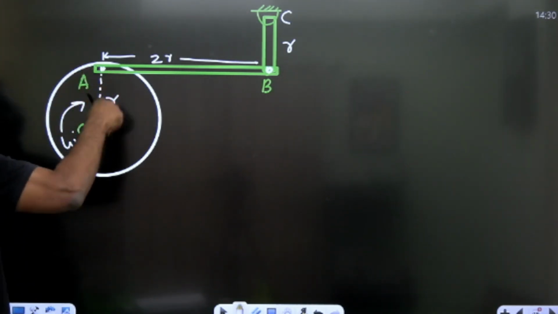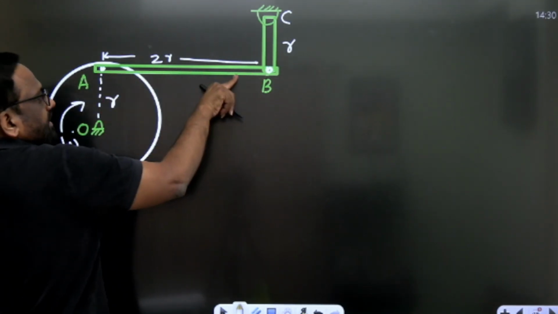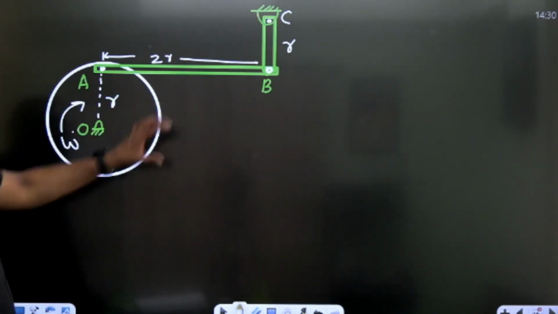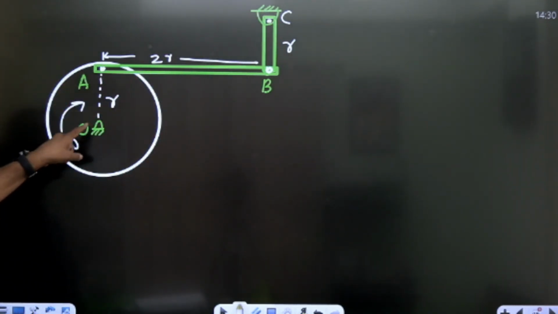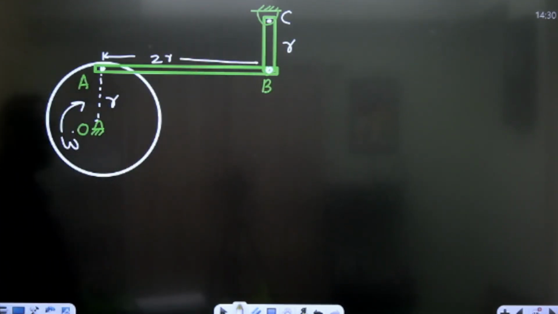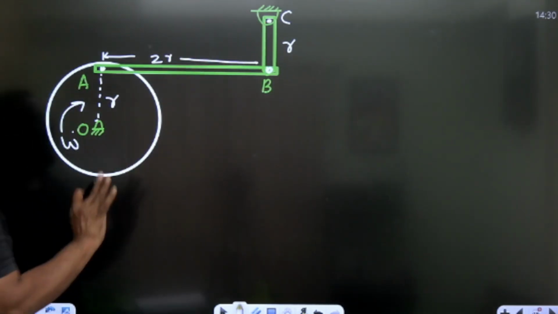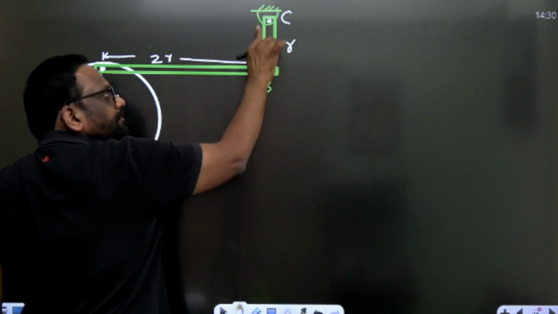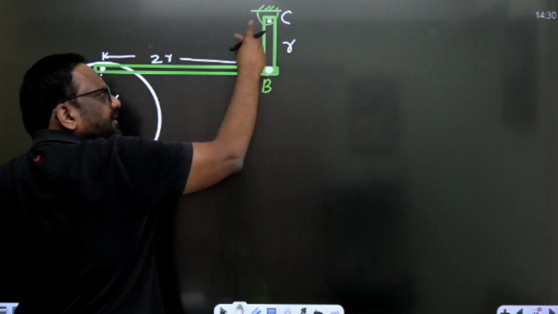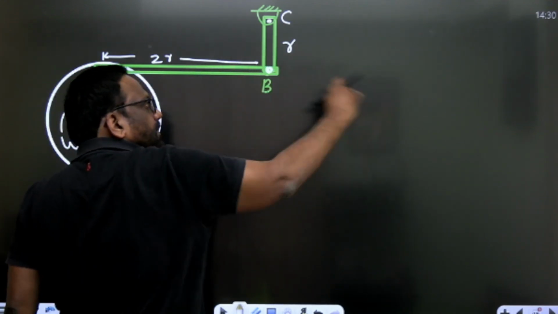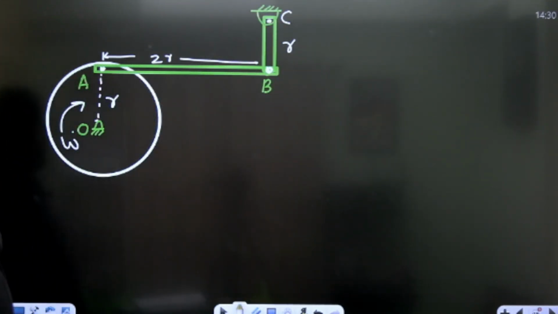Here there is a pin and it is connected to this link AB, it is fixed here and it rotates here, sir. He is asking, when this rotates about the fixed point O, what is the angular velocity of link BC? Okay sir, let us do one thing. You tell me, my dear students, what will be the velocity of this point B with respect to C? Definitely, this is vertical, it will be perpendicular. It will be perpendicular only. Perpendicular to this line will be the velocity of B.